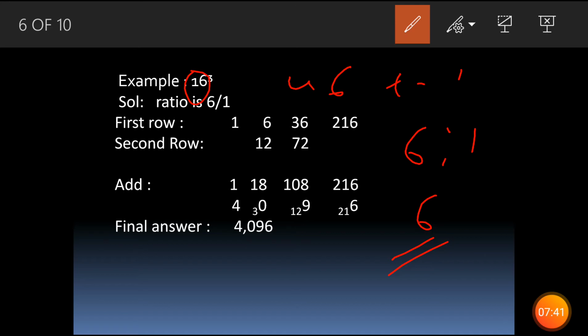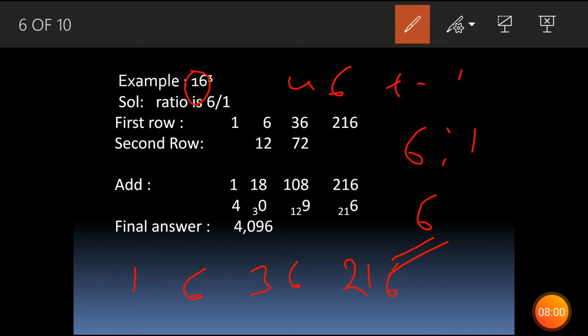And what is your tens digit? 1. So in our first row, how are we going to start? The cube of the tens digit, that is 1. And then we are going to multiply by the ratio, it means 6 times. So 6 times 1 is 6, 6 times 6 is 36 and 6 times 36 is 216. So this is our first row.